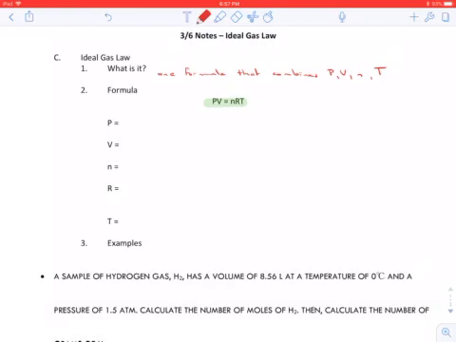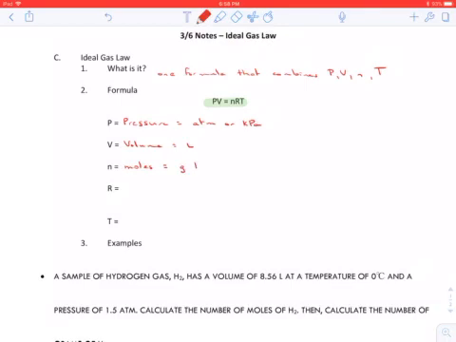So let's talk about each individual unit. First off, we have P. It still stands for pressure. Your pressure this time has to be in atm or kPa. V, our volume, needs to be in liters. N is moles. We haven't used that one for a while. So N is our moles, and obviously it has to be in moles.